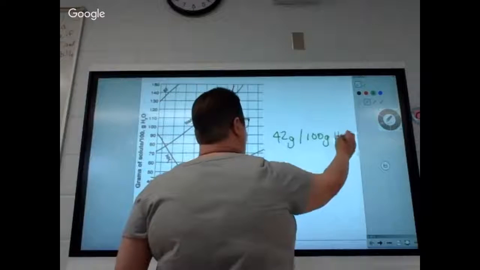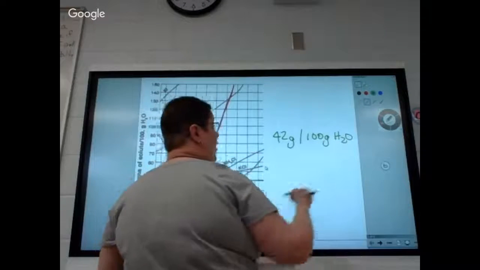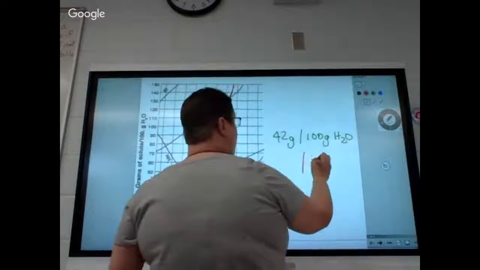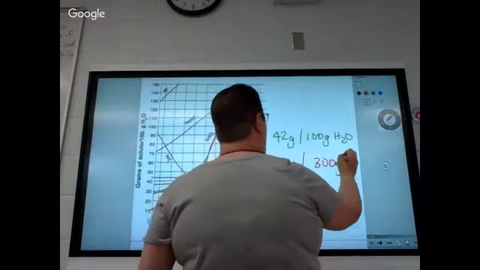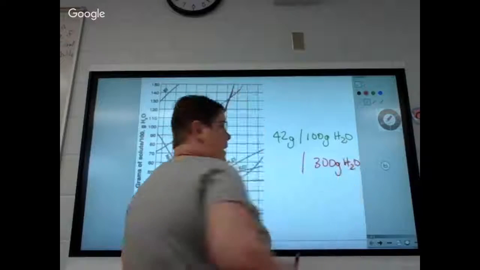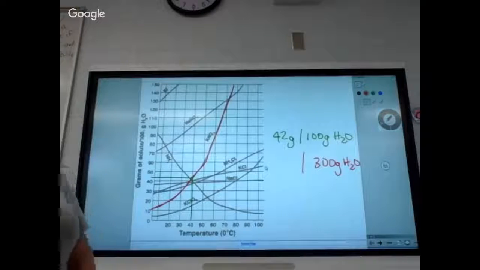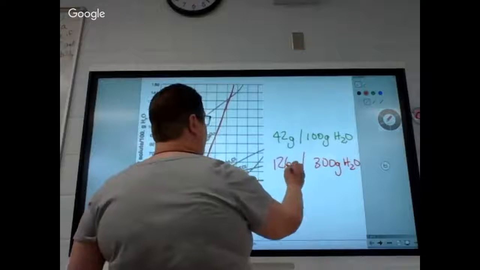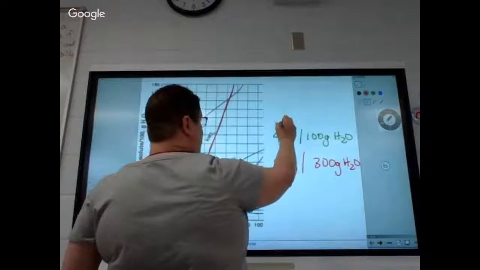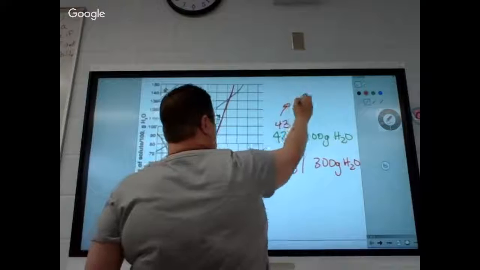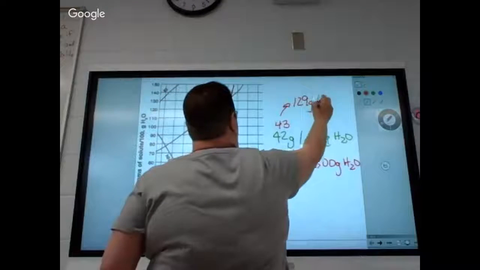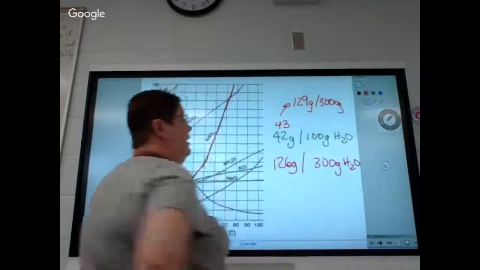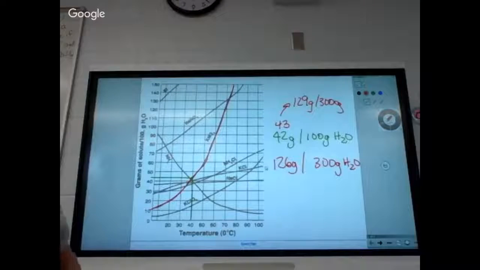Now, the question said, though, per how much? Per 300 grams. So this time they did what with the water? Multiplied it by 3, or tripled it, right? So what do we do to the 42? What'd you get? 126 grams. Now, if you had something like 43 there, your answer would have been 129 grams per 300 grams. It does not have to be identical to what everybody else in the room had because we're estimating there.